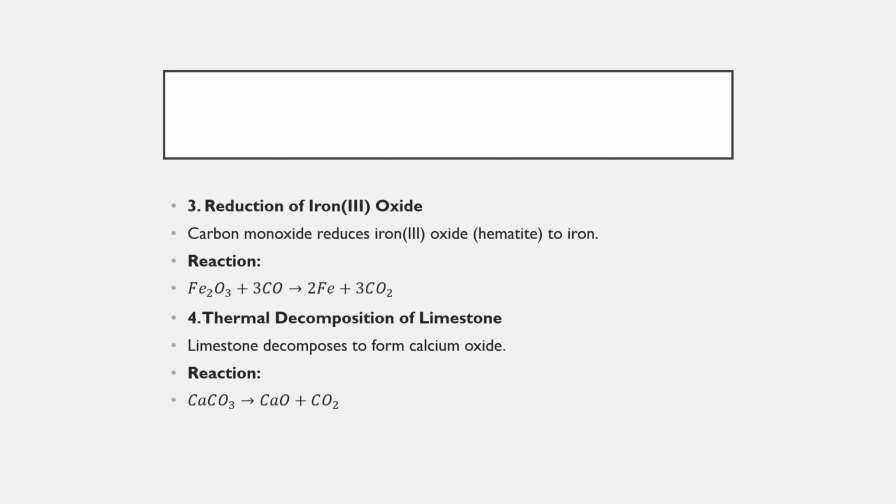The third step is reduction of iron oxide. Here the oxidation state of iron is plus 3. Carbon monoxide reduces iron oxide, the ore of iron, to pure iron, and the reaction is Fe2O3 plus 3CO changes into 2Fe plus 3CO2.